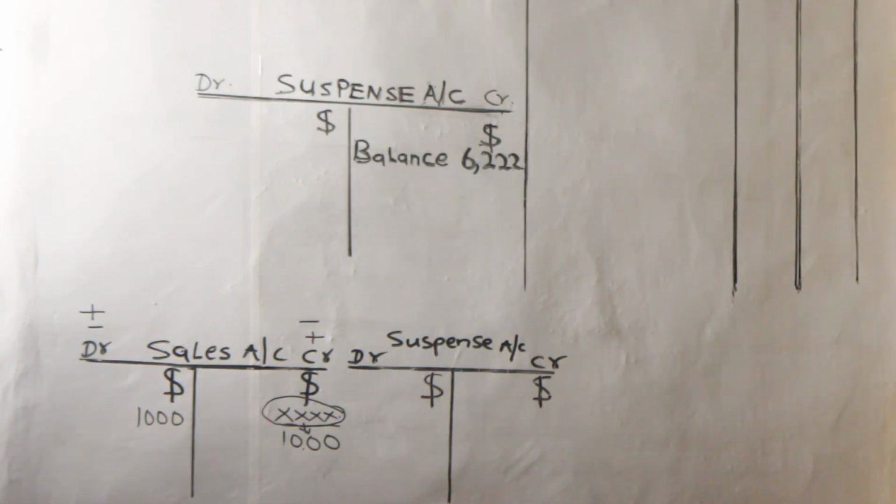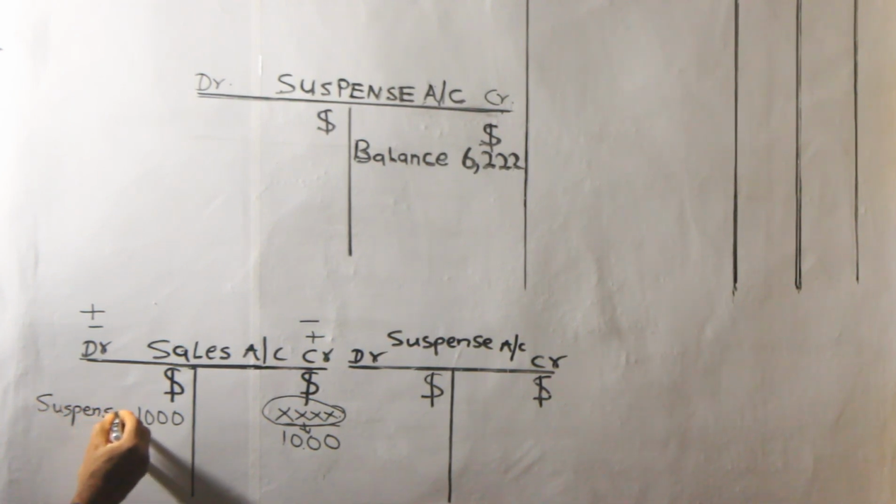What it means is that once an account is overstated on the credit side, to correct such errors, you place the same figure at the debit side. Once an account is overstated on the debit side of an account, to correct the figure, you place the same figure at the credit side. And this is going to the suspense account. The suspense account, that is 1,000.